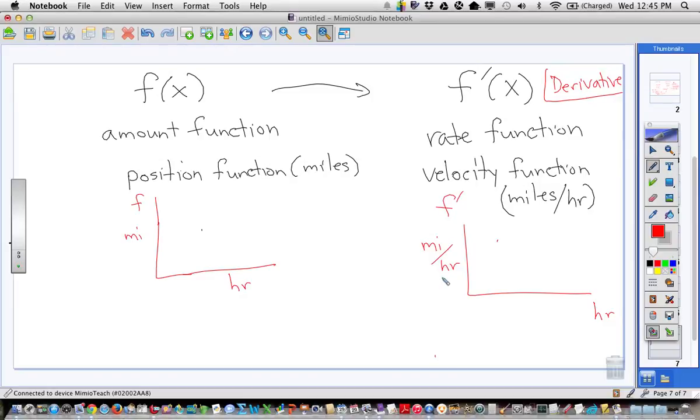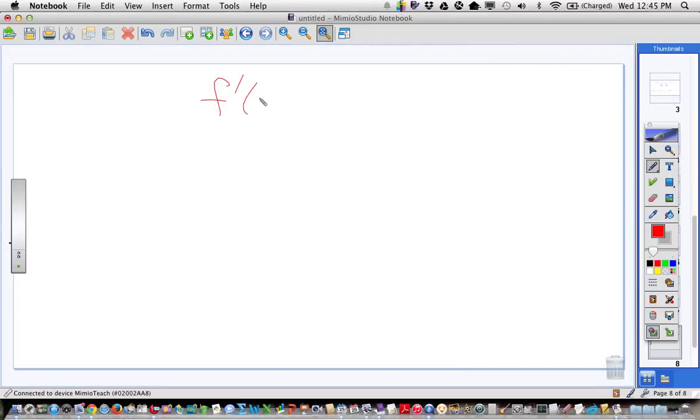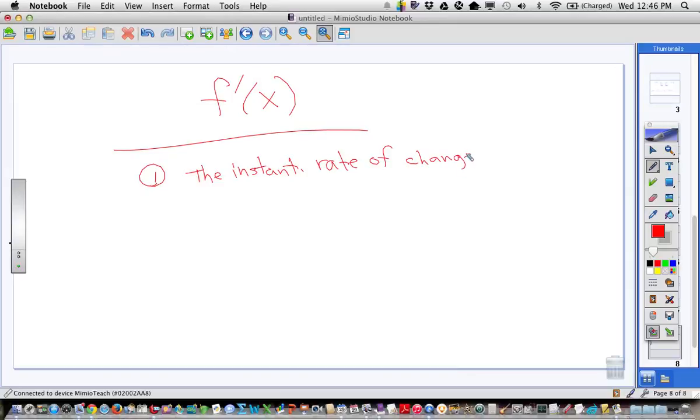All right? So if I wanted to write that down, if we want to talk about f prime of x, okay, one, it's the instantaneous rate of change of f, and this could be miles per hour, this could be dollars per pound, this could be feet per second. I mean, any sort of a rate, right? Any sort of a rate.